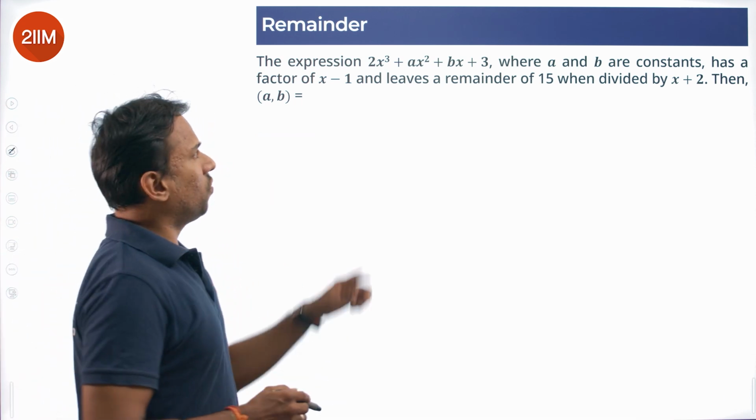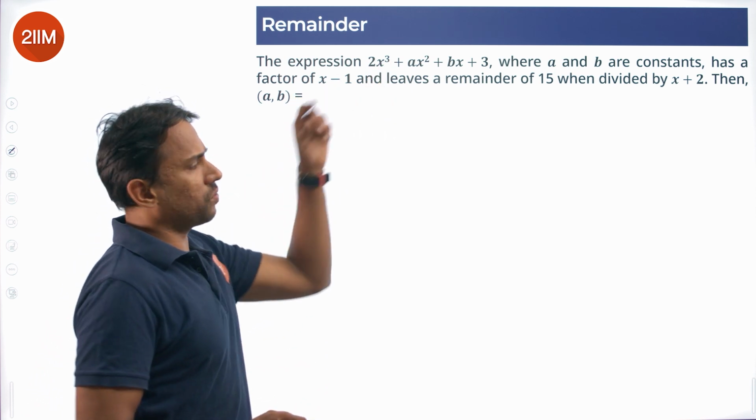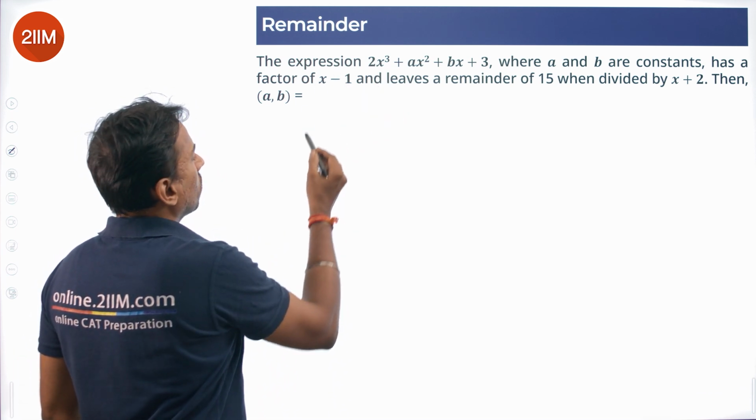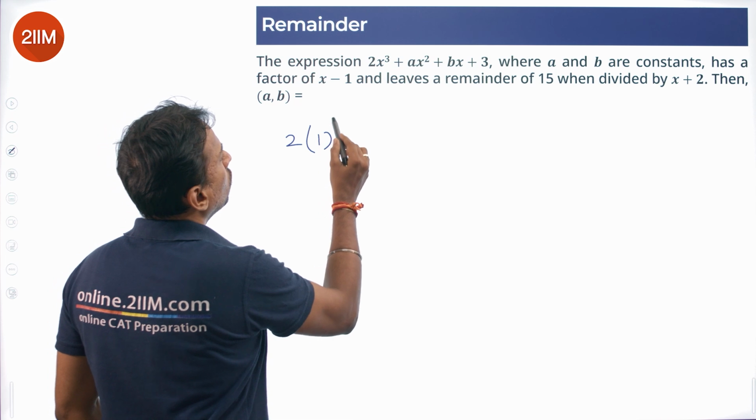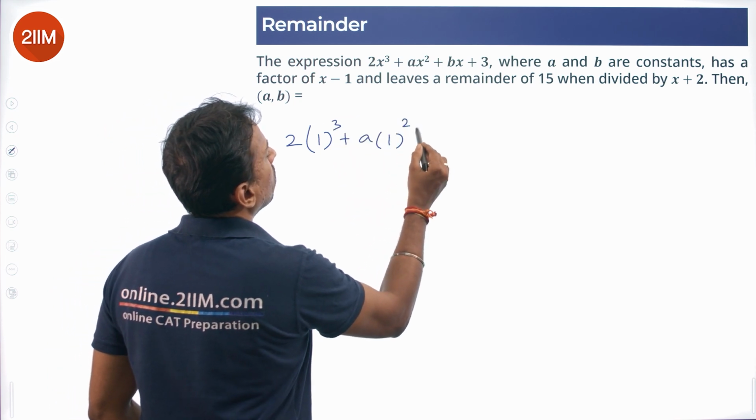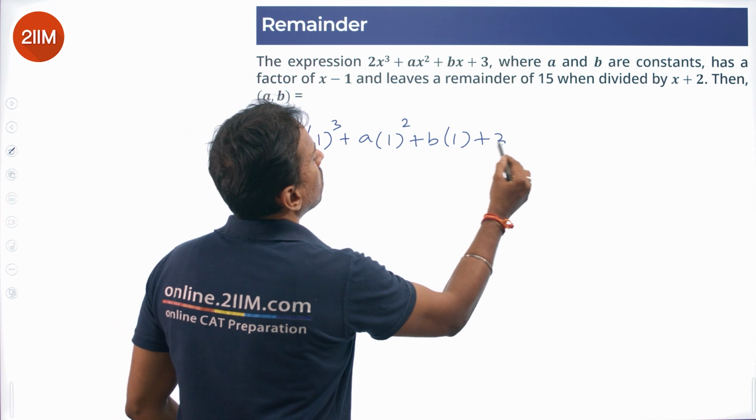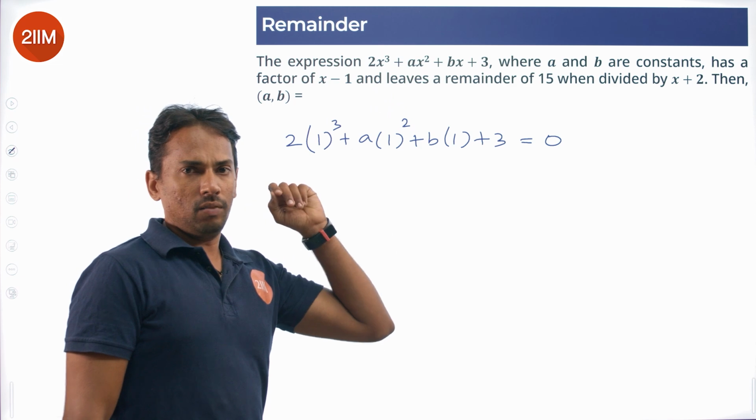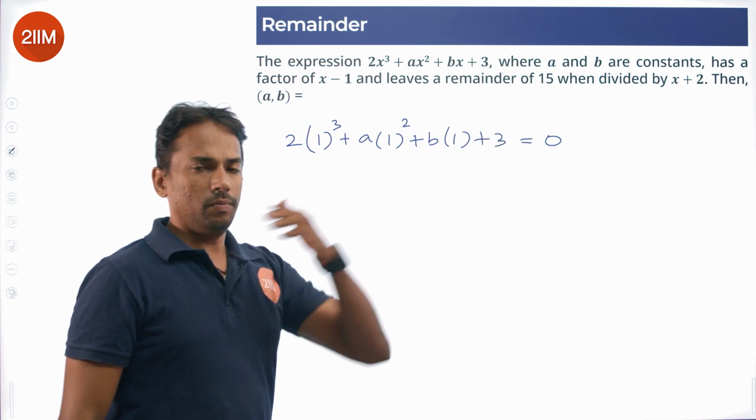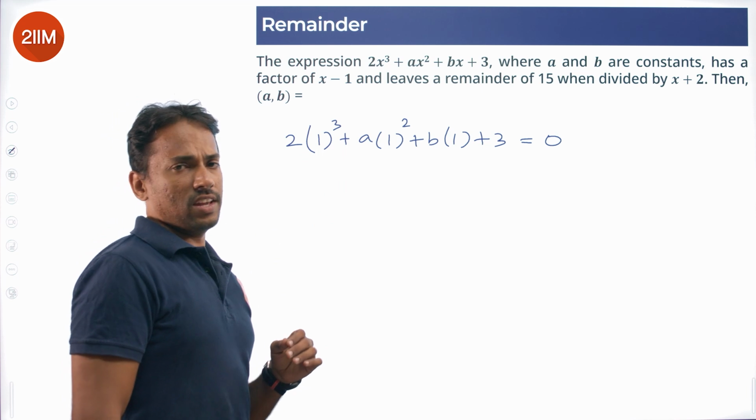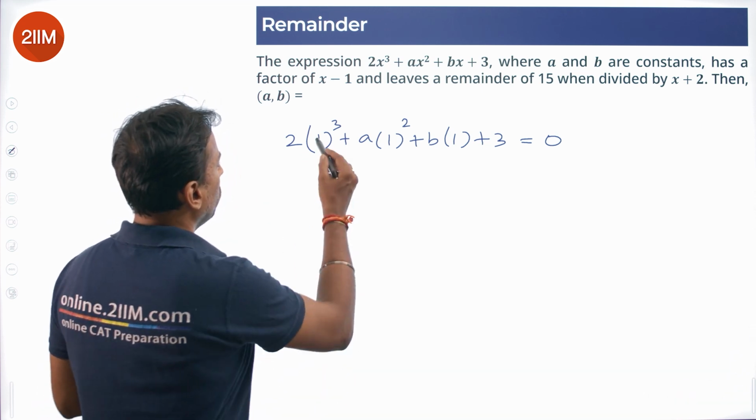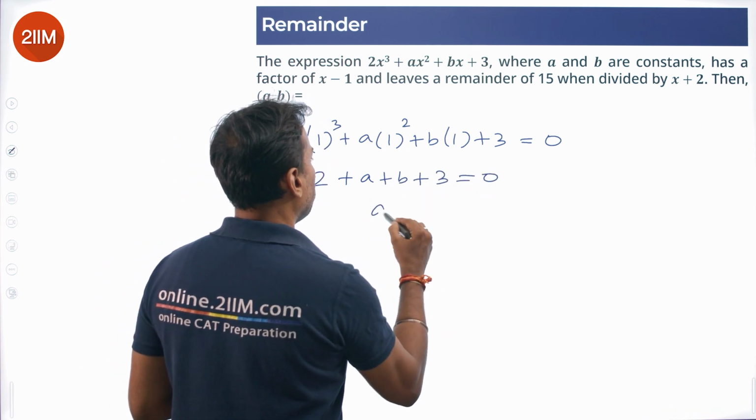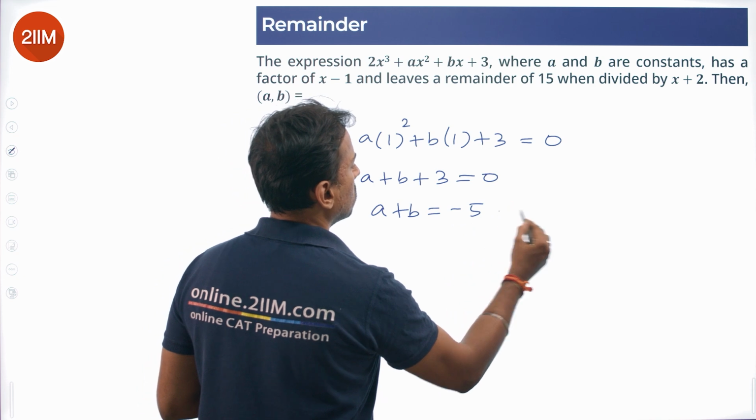So first thing given is, for this polynomial x minus 1 is a factor. That means when we put x is equal to 1 here, 2 into 1 cube plus a into 1 square plus b into 1 plus 3, this should be equal to 0. Because x minus 1 being a factor of this polynomial, when x is 1, this will be equal to 0. Now from this we'll get an equation in terms of a and b. So we'll get 2 plus a plus b plus 3 is equal to 0, or a plus b is equal to minus 5. We'll mark this as equation 1.